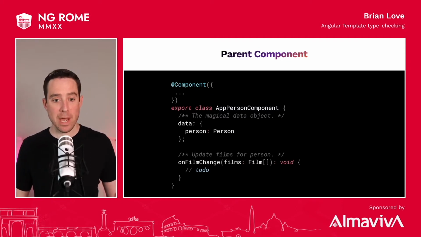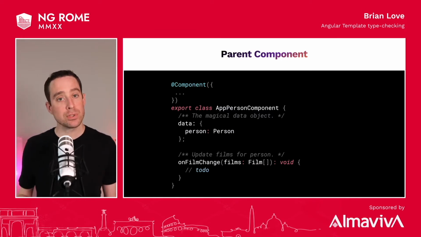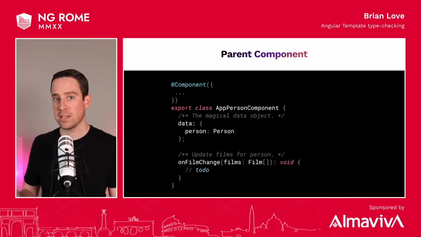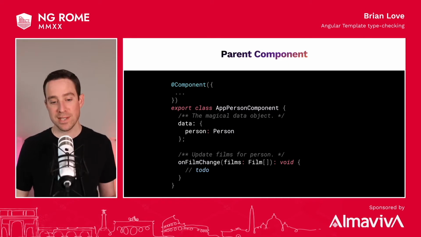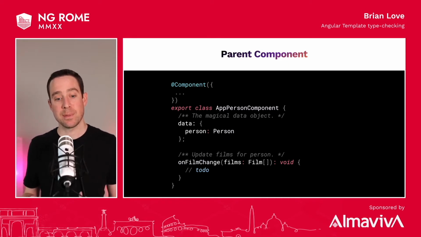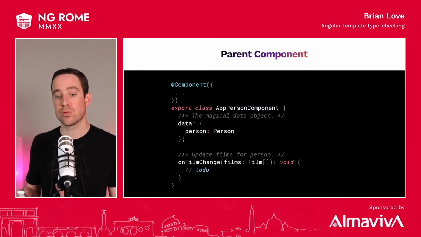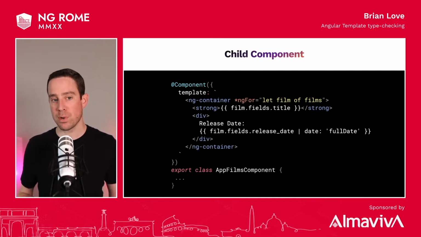In the class, I've got my magical data object that's got a person property, and person has a property called films that's an array of film objects. I also have the onFilmsChange method, and that method is accepting a films parameter that is an array of film objects. Now let's take a look at the child component.